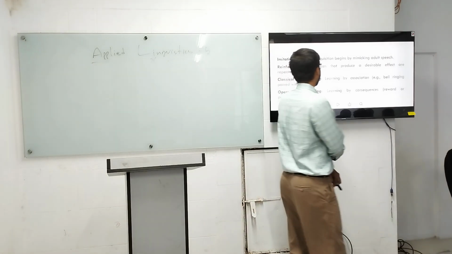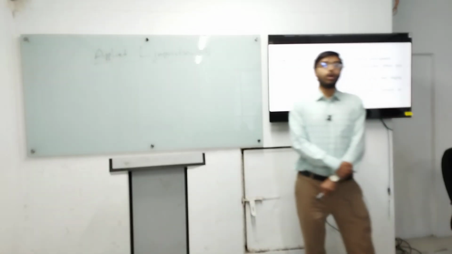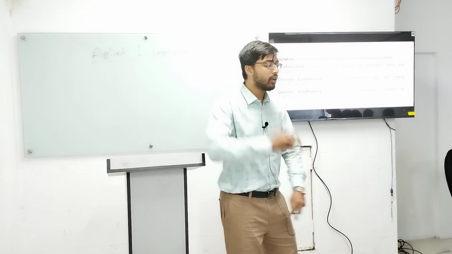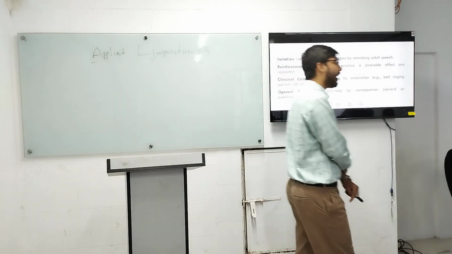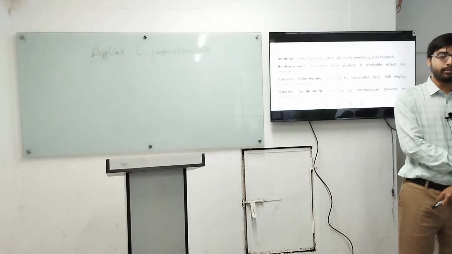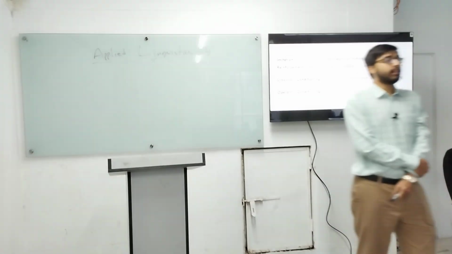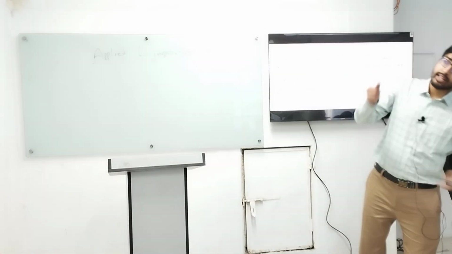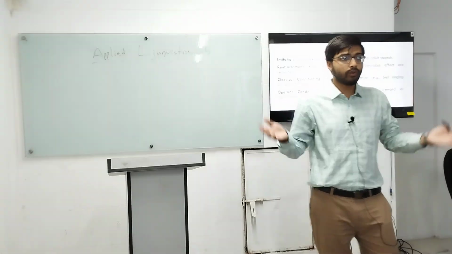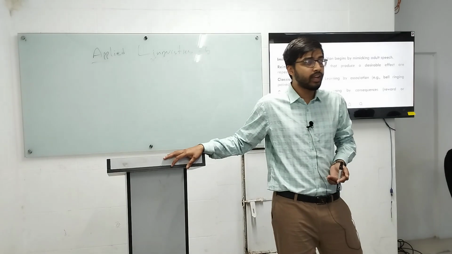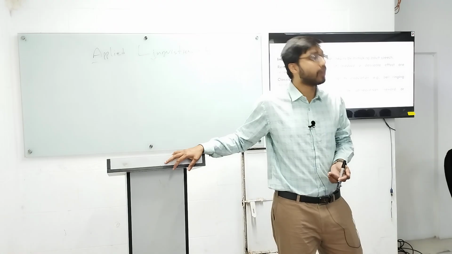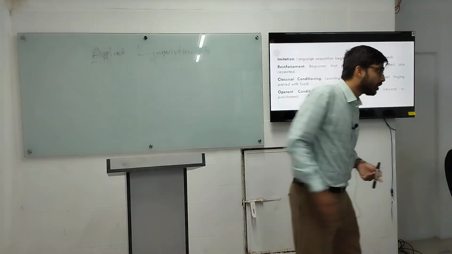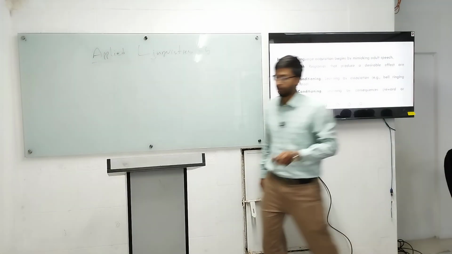Okay, imitation: language acquisition begins by mimicking adult speech. Definitely. In very early childhood, we used to listen to our parents' voices, and then we try to mimic them. If they say chocolate, then we try to say it in a very exact way, chocolate. But even if we fail, we still try to mimic. Mimic means copy.